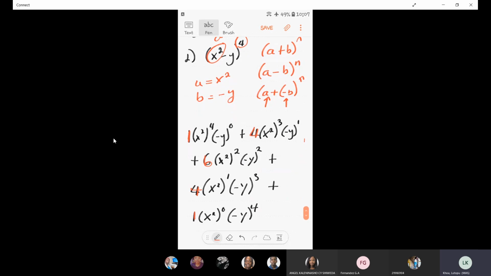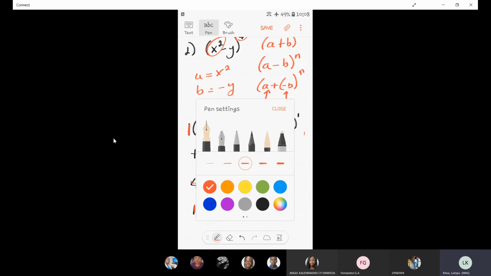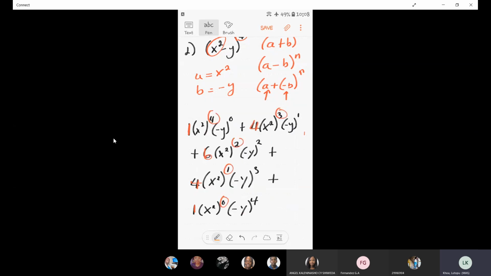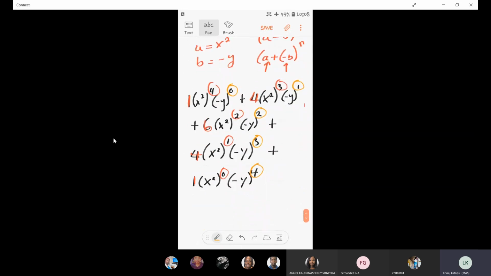And then you identify your A and B. Then the powers of A are decreasing, so it's 4, 3, 2, 1, and 0. And then the exponents of B, which is minus y, are increasing. So I have 0, 1, 2, 3, 4. Now you'll notice that the powers of A and B, when you add them, they always add up to the exponent that you have here. So this exponent I have is 4. Then here I have 4, 0, 3, 1, 2, 2, 1, 3, 0, 4.